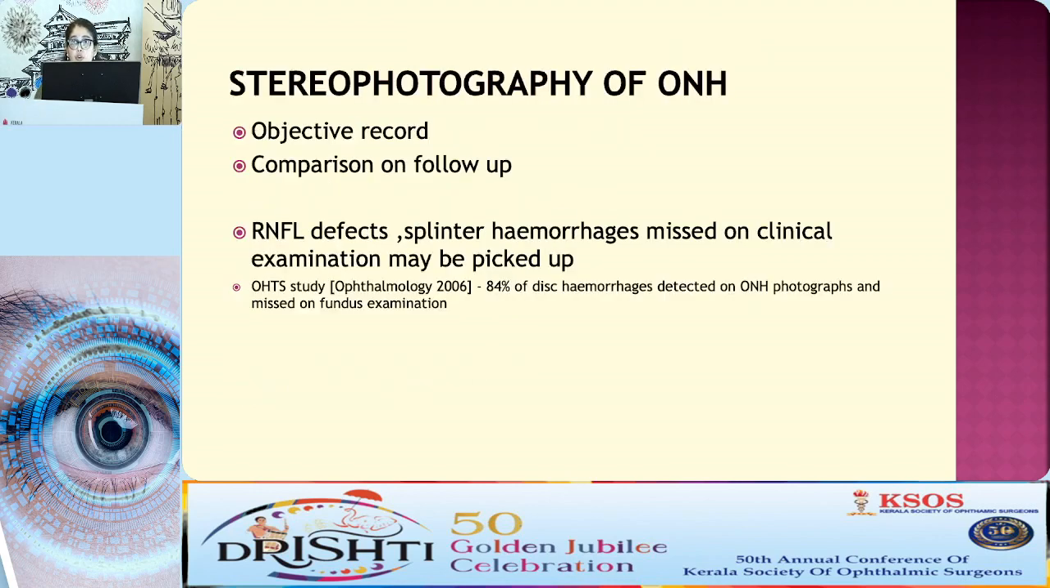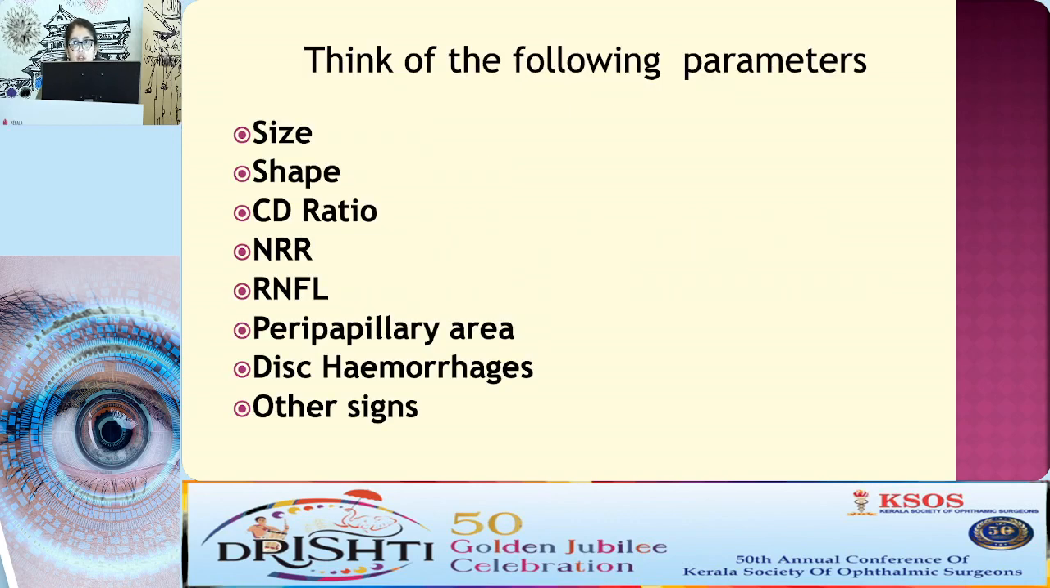A stereo photograph of the optic nerve head is a very useful tool. It gives an objective record as well as we can compare and follow up. But more than that, all of you may have seen that some abnormalities like RNFL defects, splinter hemorrhages, etc. may actually be picked up by a photograph than on our clinical examination. Now analyze the optic nerve head under the following headings. You keep it systematically so that you don't miss out on anything.